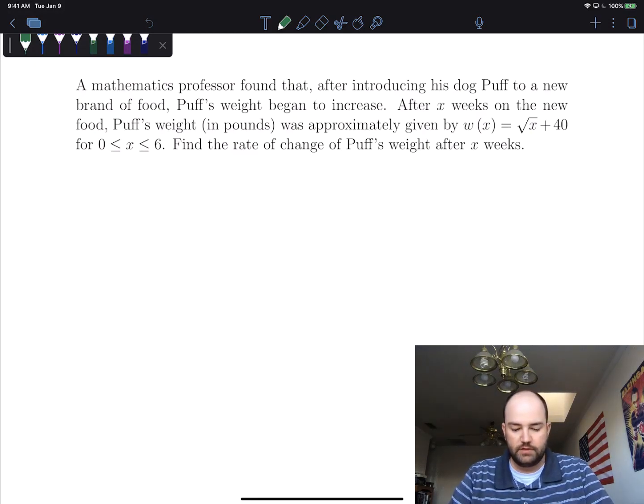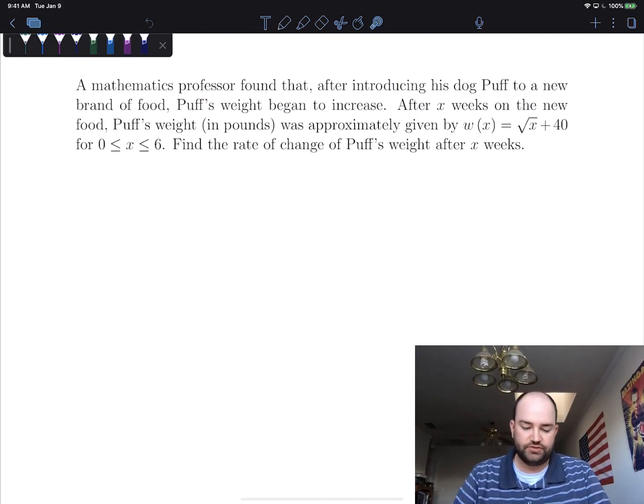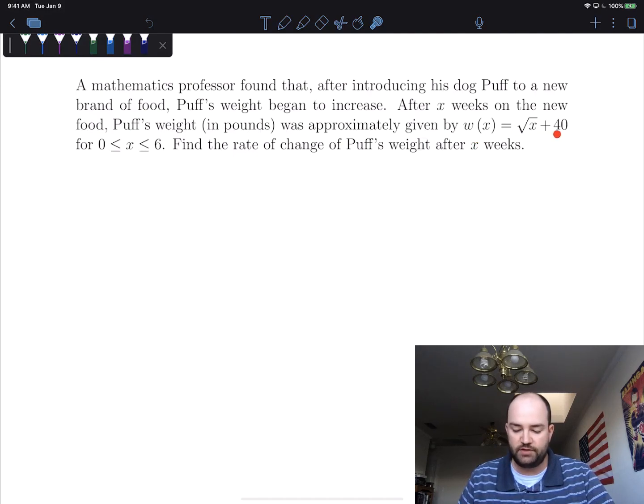Hello. In this video, we're going to look at an application. A mathematics professor found that after introducing his dog Puff to a new brand of food, Puff's weight began to increase. After X weeks on the new food, Puff's weight in pounds was approximately given by W of X equals square root of X plus 40, for 0 is less than or equal to X is less than or equal to 6. Find the rate of change of Puff's weight after X weeks.